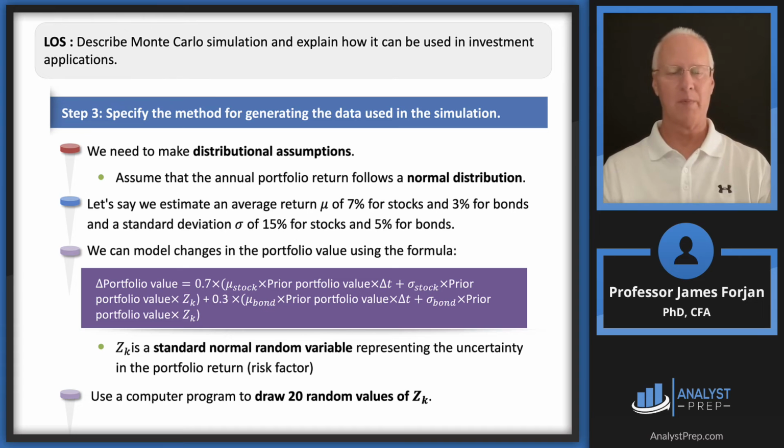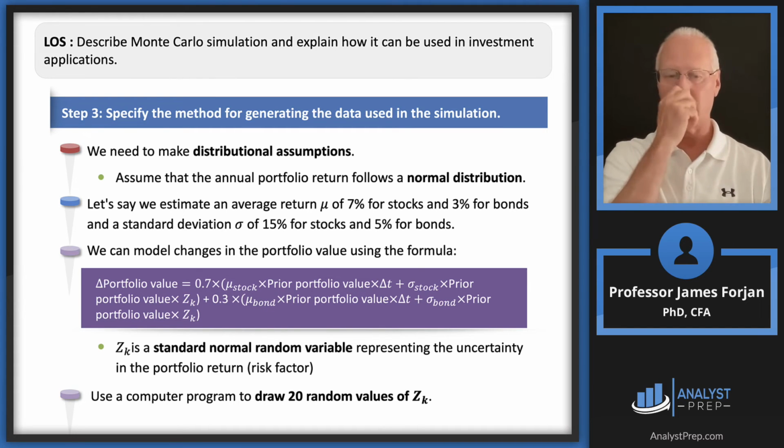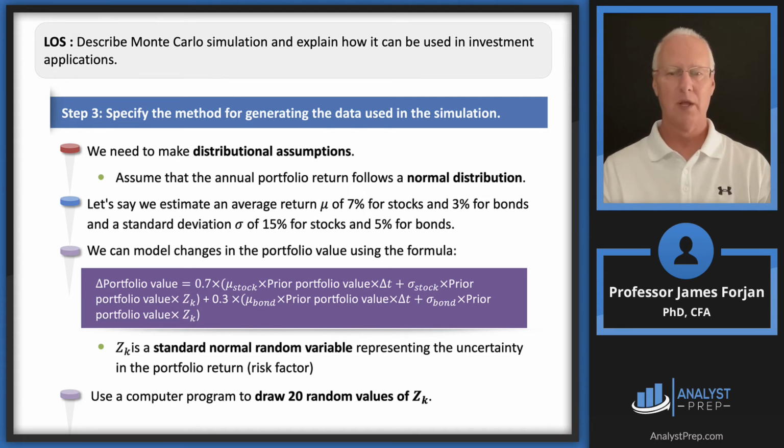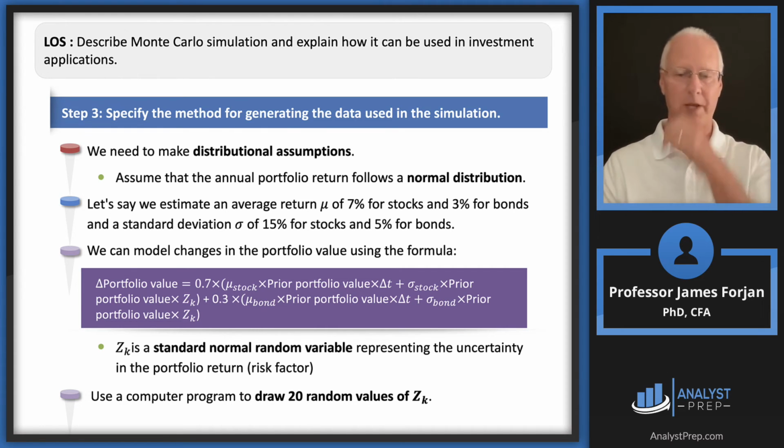All right, so look in the purple, there's our equation for the change in portfolio value. We did this in a different learning module. Z is the standard normal random variable. Standard normal, oh, wait a minute. We're assuming a lognormal distribution, so the Z table is appropriate.